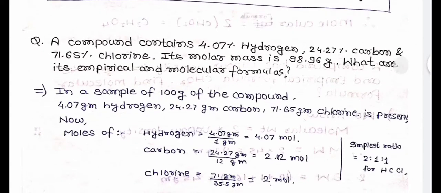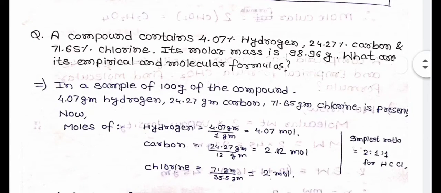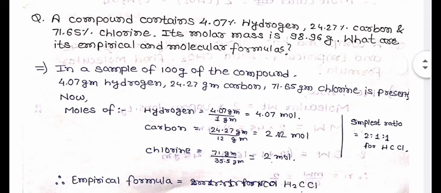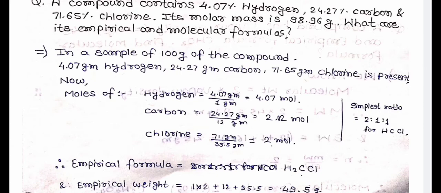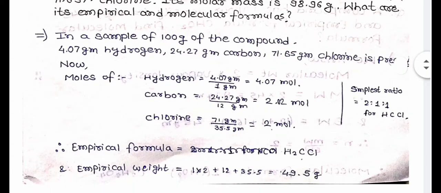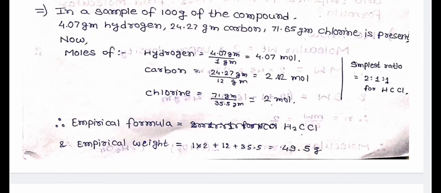A compound contains 4.07% hydrogen, 24.27% carbon, and 71.65% chlorine. Its molar mass is 98.96 gram. What are its empirical and molecular formulas? The solution is, let us take a sample of 100 gram of compound, and therefore 4.07 gram hydrogen, 24.27 gram carbon, and 71.65 gram chlorine is present. Now moles of hydrogen is 4.07 mole, moles of carbon is 2.02 mole, and moles of chlorine is 2 mole. Therefore empirical formula is H2CCl, and empirical weight is 49.5 gram.